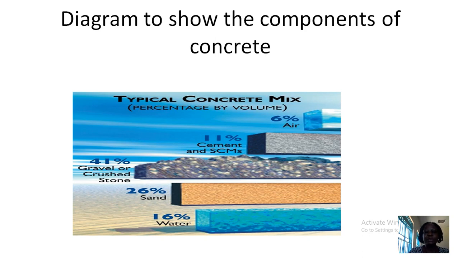Before you make any material made of concrete, you should think about these percentages as you are trying to make up the mixture. The water should be 16%, the sand 26%, the gravel 41%, the cement 11%, and then of course air should also take up a given percentage of 6%. However, what is very important here is for you to understand the components. After understanding the components, then when you want to make concrete, those are the percentages you should put in mind.